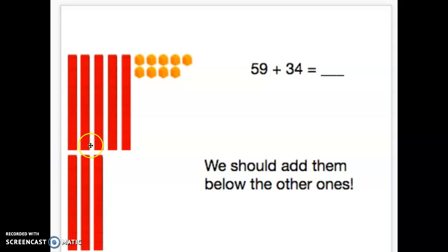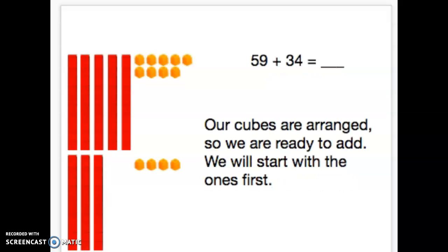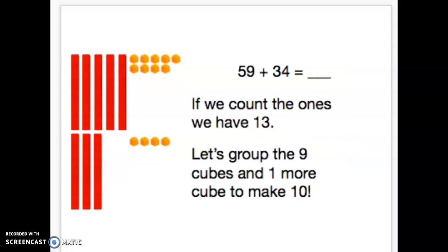So right here is the number 59. It has 5 10s and 9 1s. Here's our 3 10s. So on our next slide, we're going to add 4 1s. Okay, now that our cubes are arranged, we're ready to add. We will start with the 1s first.